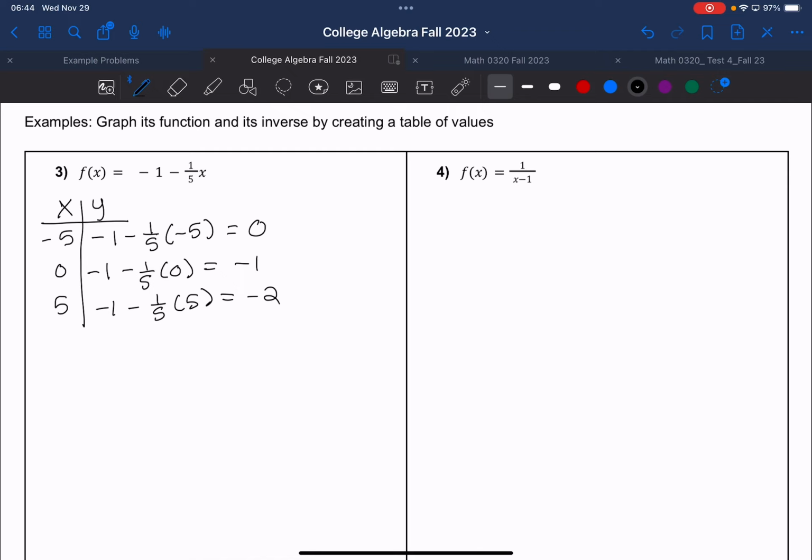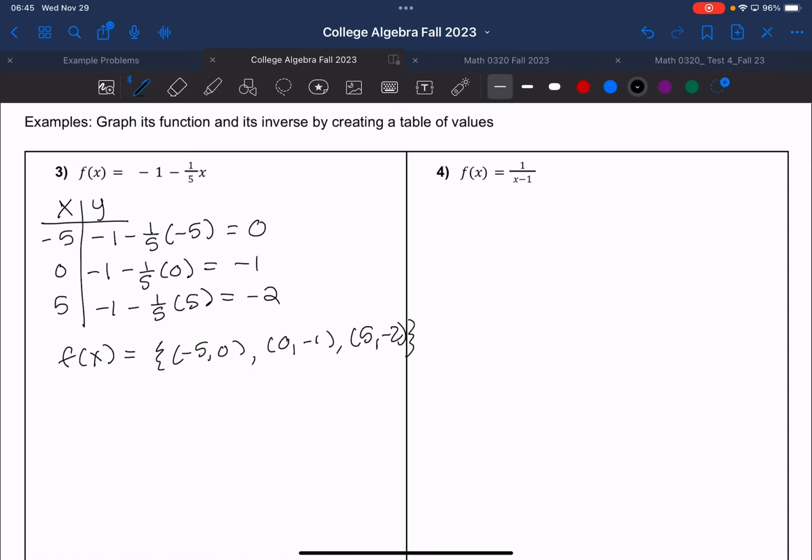So that means some points for our f of x is going to be what? What would be our first point? -5, 0. And then what? Yep, 0, -1. Remember, we're looking at the table of what we just found. And then what's the last one? 5, -2.